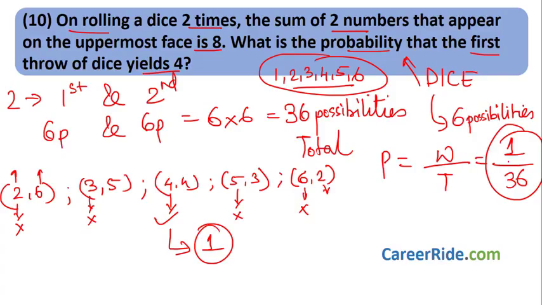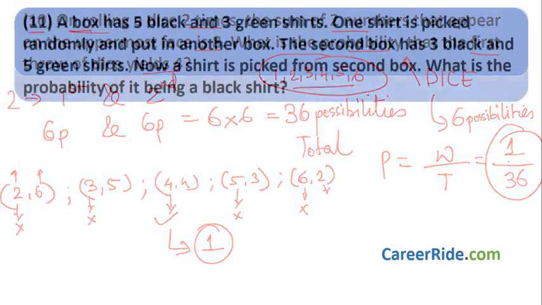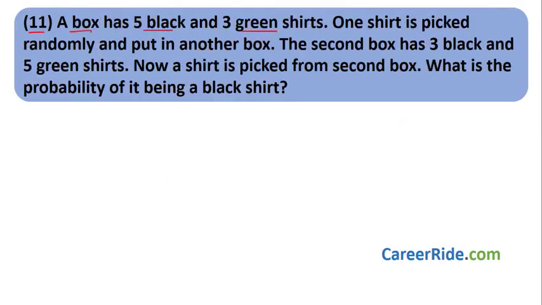Okay. Moving to question number 11. A box has 5 black and 3 green shirts. One shirt is picked randomly and put in another box. The second box has 3 black and 5 green shirts. Now a shirt is picked from the second box. What is the probability of it being a black shirt?